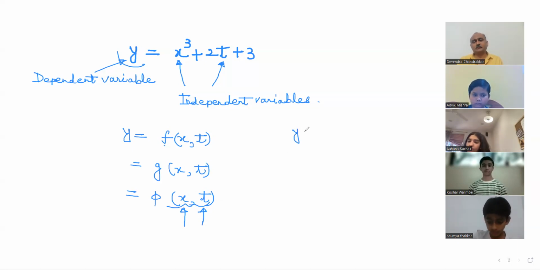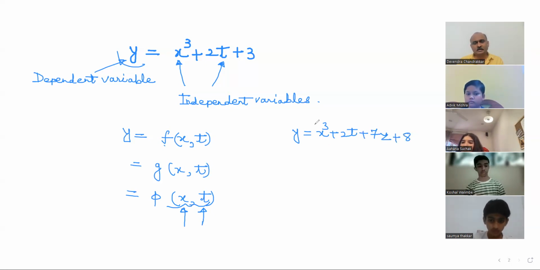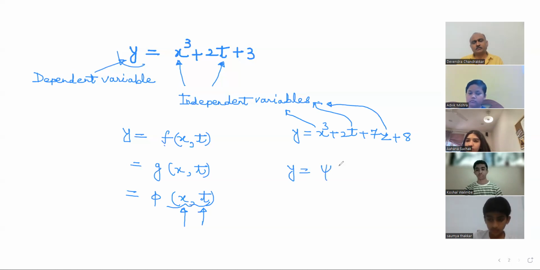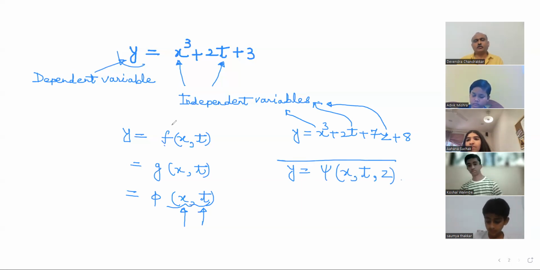If there are three independent variables, then what will you do? Suppose I have 7z plus 8. So there are three independent variables now: x, t, and z. So y is a function of x, t, and z. I hope all of you understood this.